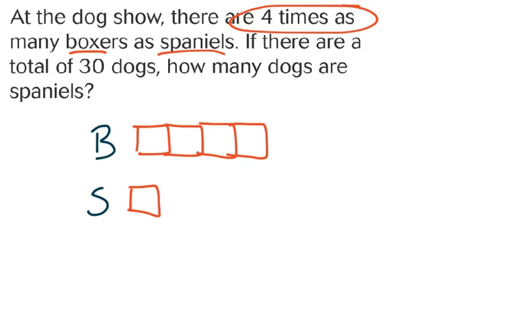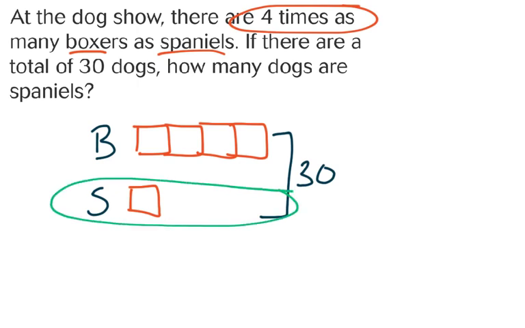Now, it says there are a total of 30 dogs. So my total is going to go on my side. My bracket shows me there's a total of 30 dogs. How many dogs are spaniels? This is what ultimately I'm trying to find right here, is my spaniels.